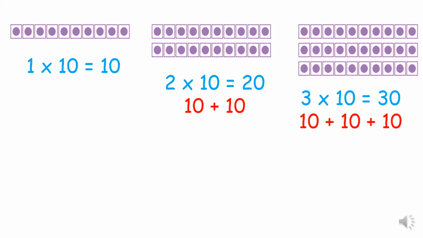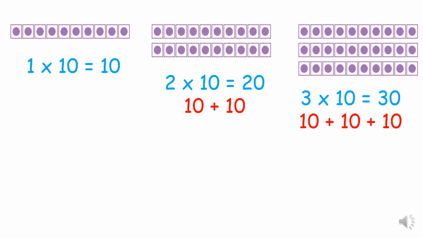So here I've got some arrays, and I've got some multiplication sentences, and I've got some repeated addition number sentences. The first one says 1 times 10 equals 10. That means one group of 10 is 10, and all I've got is one row of 10. I don't have a repeated addition number sentence for that because it is just 10.